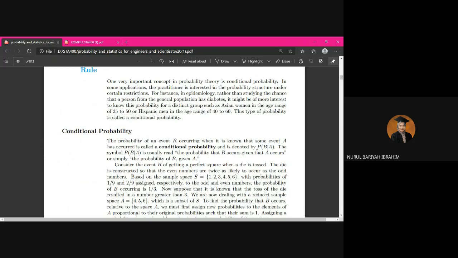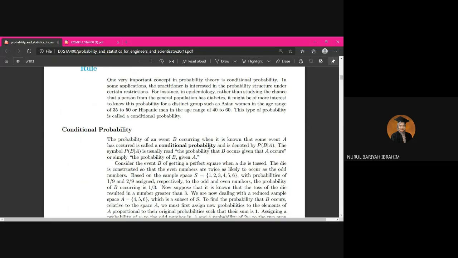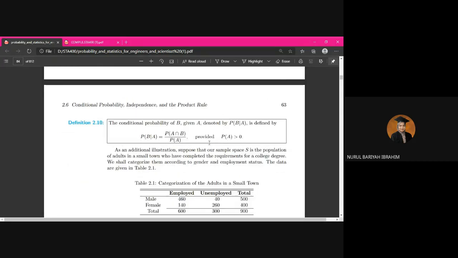Okay, if we write the probability of A given B, it means the probability of event A occurring when it is known that event B has occurred before that. So that is conditional probability. So how can we get this probability? This is the formula.